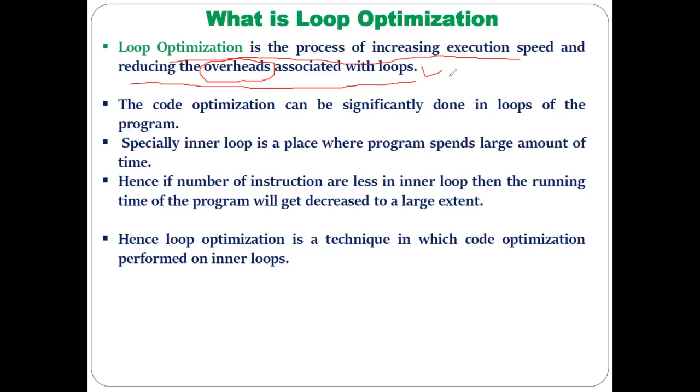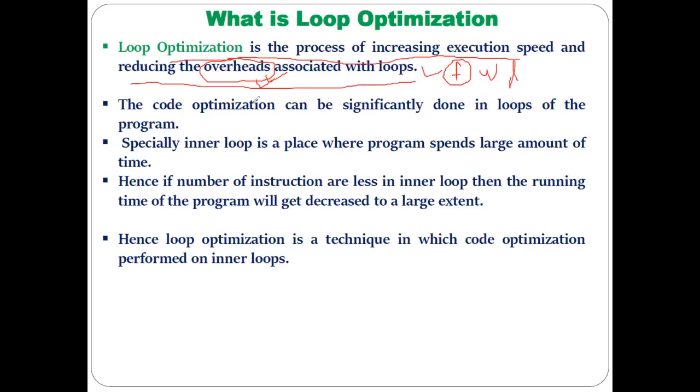So overhead is nothing but this: in the loops that you use in the program, like the for loop, while loop, and do while loop, sometimes unnecessary iterations happen in the loop that the programmer uses. Because of that unnecessary looping and unnecessary iteration, the speed of the program gets reduced, and the space required is also consumed more. So unnecessary iterations and unnecessary loops in a particular program are considered overhead in that program.